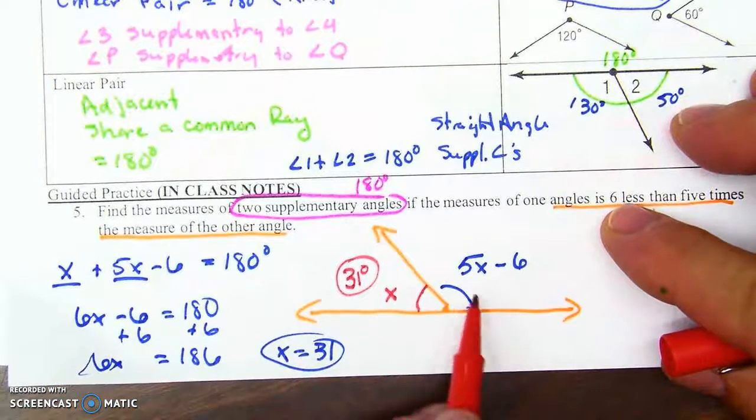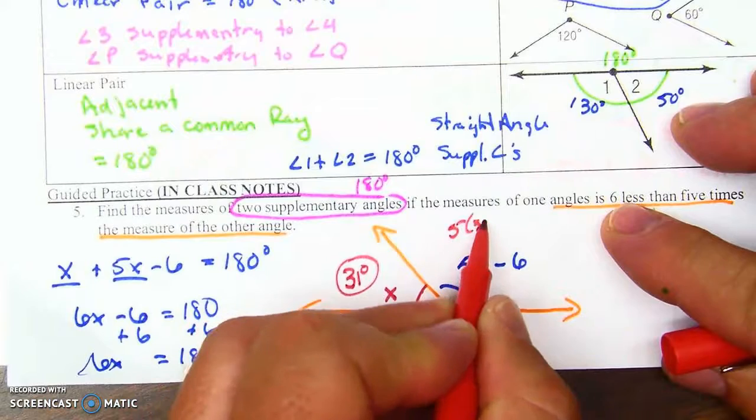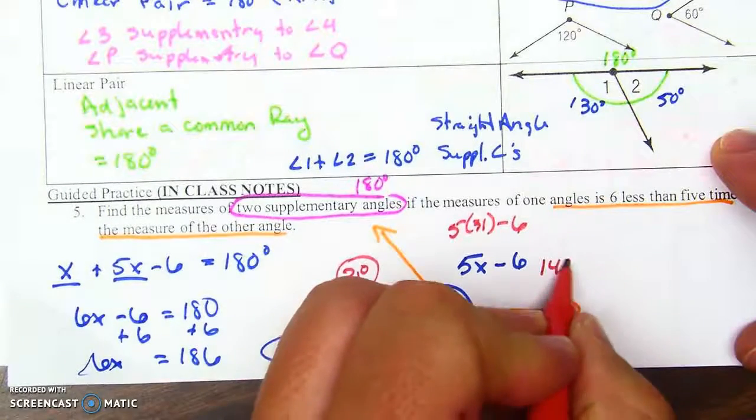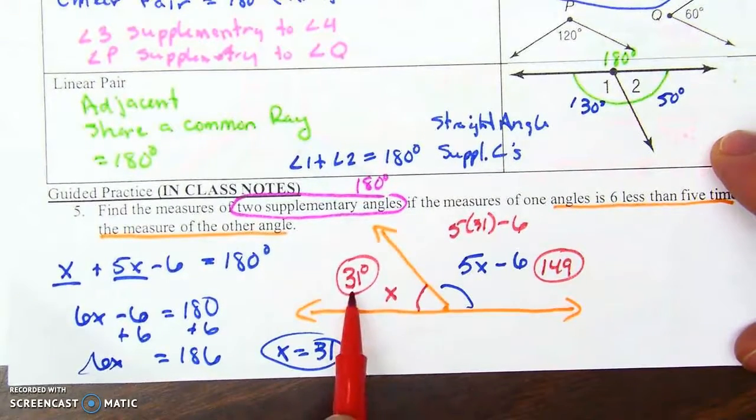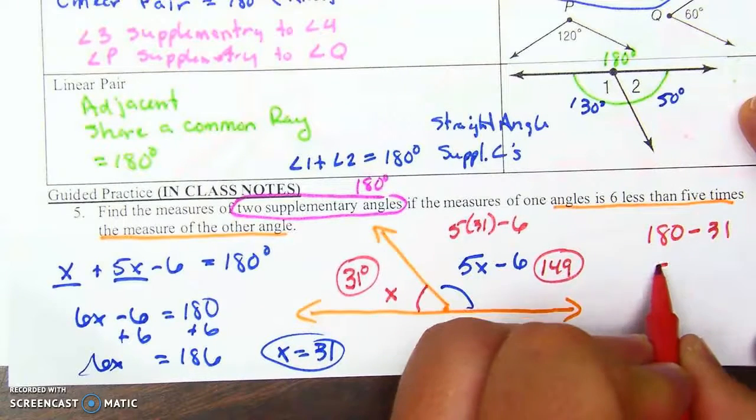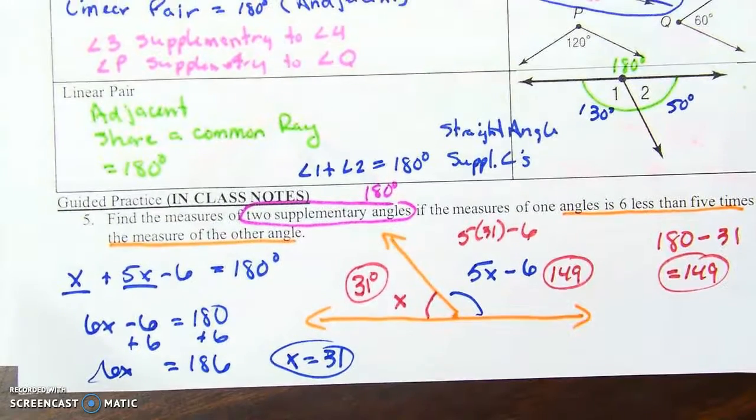Now we have to take 31 and we're going to go 5 times 31 minus 6. Take that times 5, which gives you 155. We're going to minus 6, which equals 149. Now, what other way could I have done that to get 149 as my final answer? What I could have done is say, once I found 31, I could have subtracted it. I could have gone 180 minus 31, and that should equal 149 degrees for the second one. So that works on that one too. Okay? All right, any questions on those?